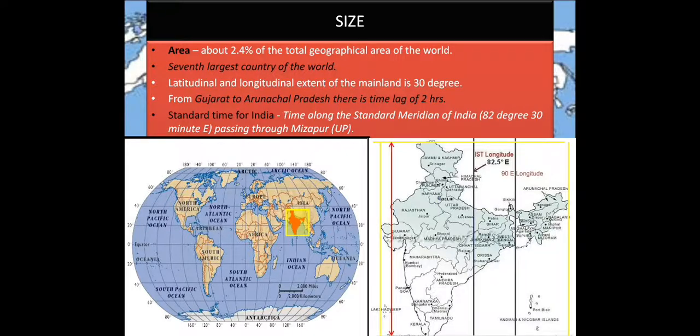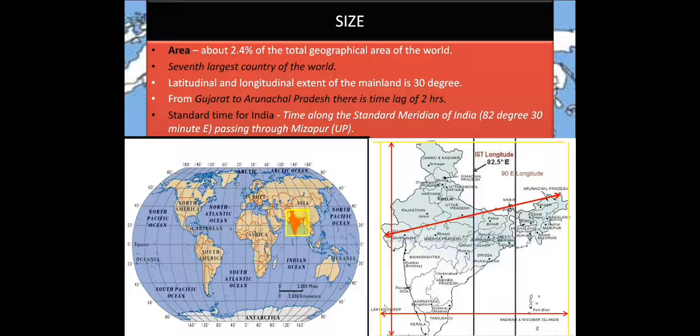And if you see the latitudinal extent, which has been earmarked with the red line, you can see it here, the latitudinal extent, and now this one is the longitudinal extent. It is around 30 degrees in both ways. Even if you take in the latitudinal extent or the longitudinal extent, both ways the extension is nearly about 30 degrees. From Gujarat to Arunachal Pradesh, there is a time lag of 2 hours.